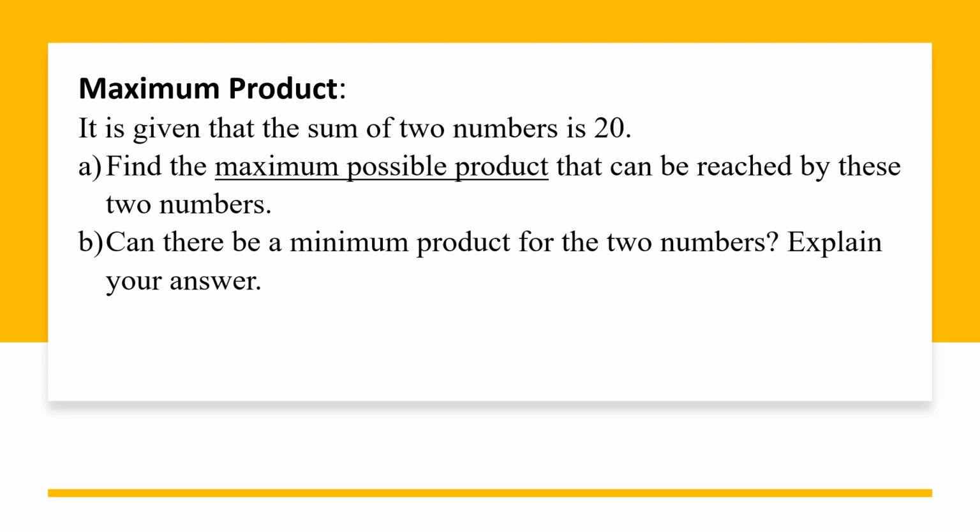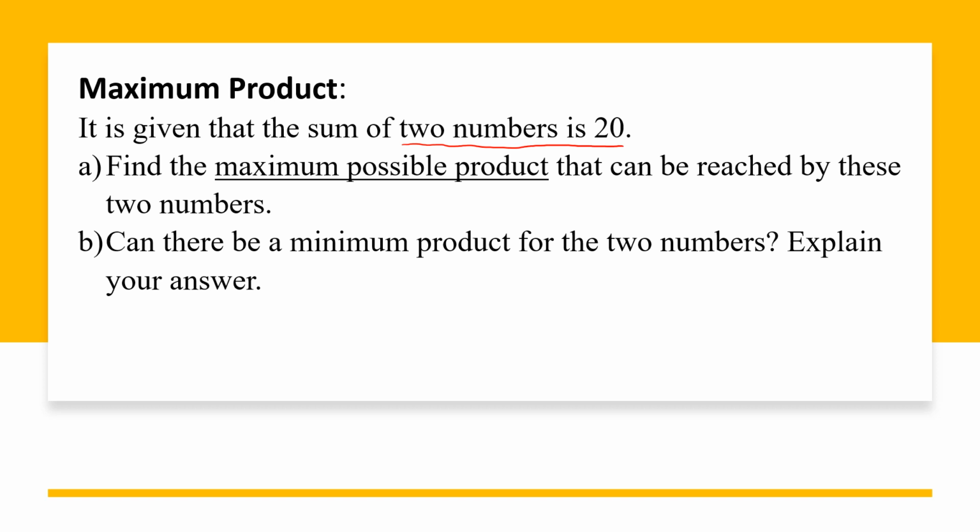This is a maximum product problem. It is given that the sum of two numbers is 20. It only says that the sum of two numbers is 20. It doesn't say anything about the numbers, whether they are positive or negative, or have the same sign or opposite sign, or anything like that. And then you are asked to find the maximum possible product.